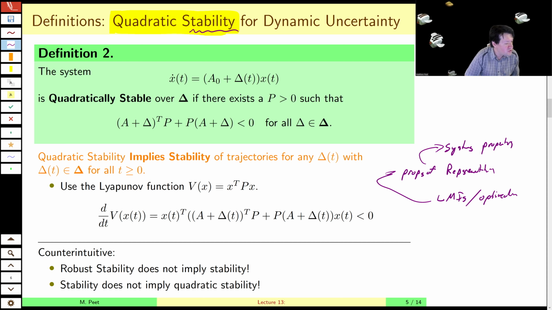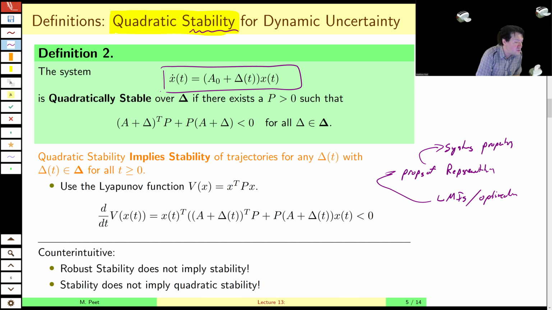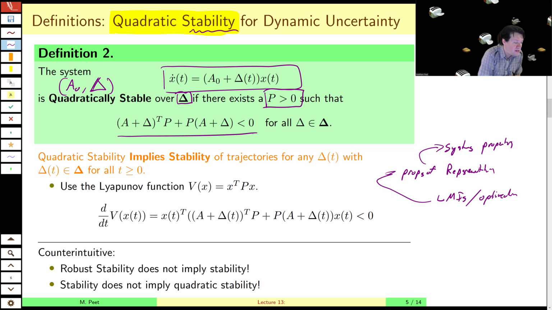So what is quadratic stability? Let me just state what it is first of all. So we have a system, and quadratic stability is defined, in this case just using A naught, for the pair A naught, comma, the set delta, the uncertainty set. For a given pair of A naught and delta, we say that that pair is quadratically stable if there exists a P greater than 0 such that (A plus delta) transpose P plus P (A plus delta) is less than 0 for all delta in that set.